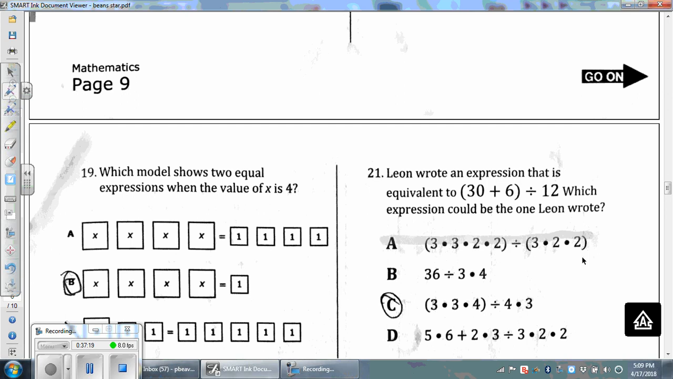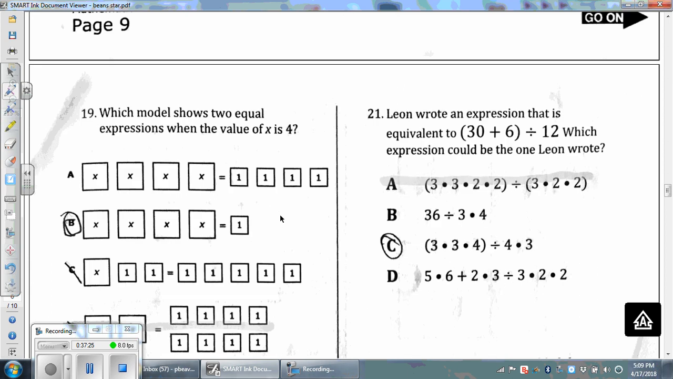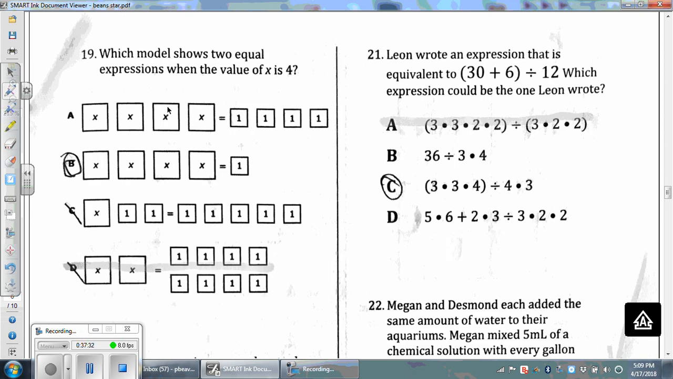So let's go to the next question. We have some algebra tiles. Which model shows two equal expressions when the value of x is 4? Okay, so let's see. What we're saying here is that 4 x's are equal to 4. So to solve for x, x is equal to 4 divided by 4. Why am I dividing? Well, because this 4 here is multiplying my x, so the inverse operation is division. And so we get x equals 1.